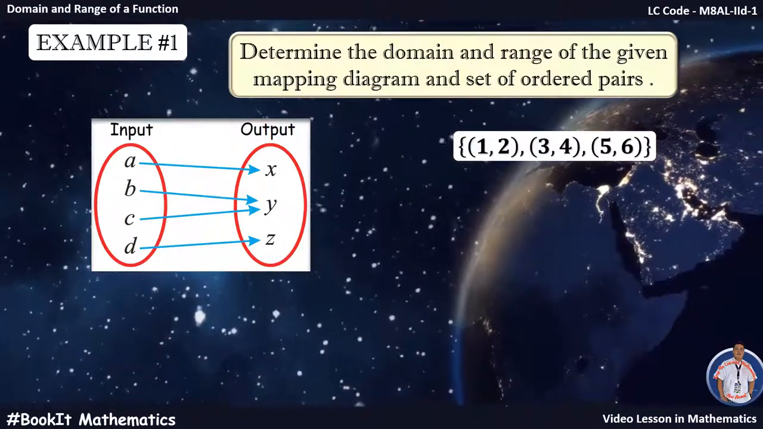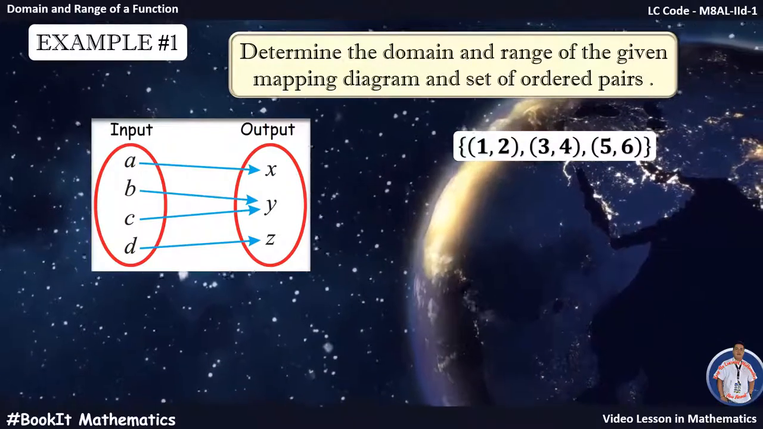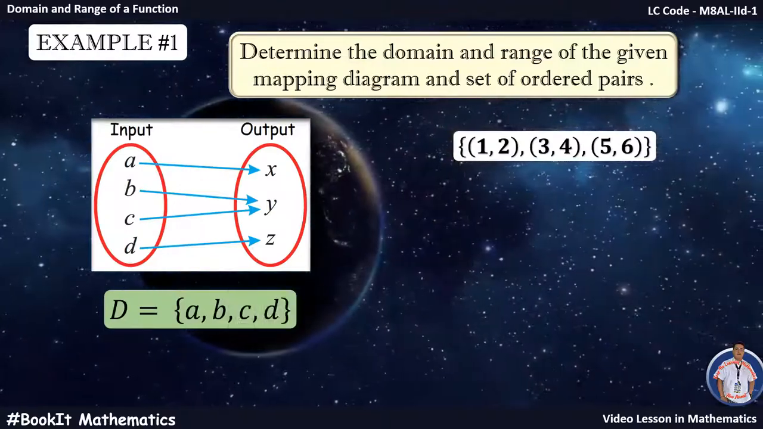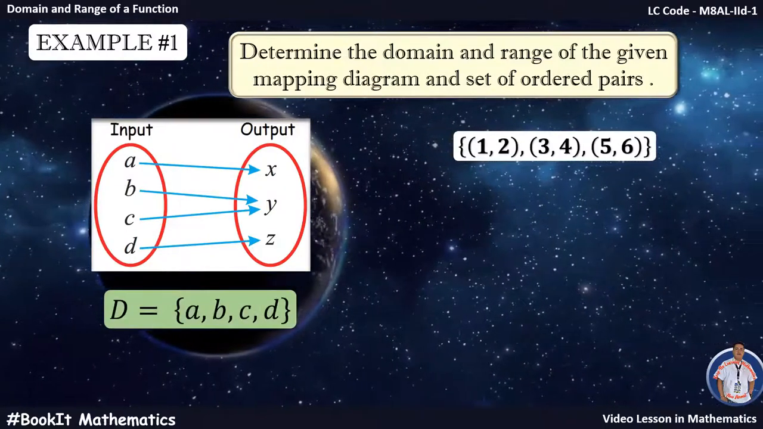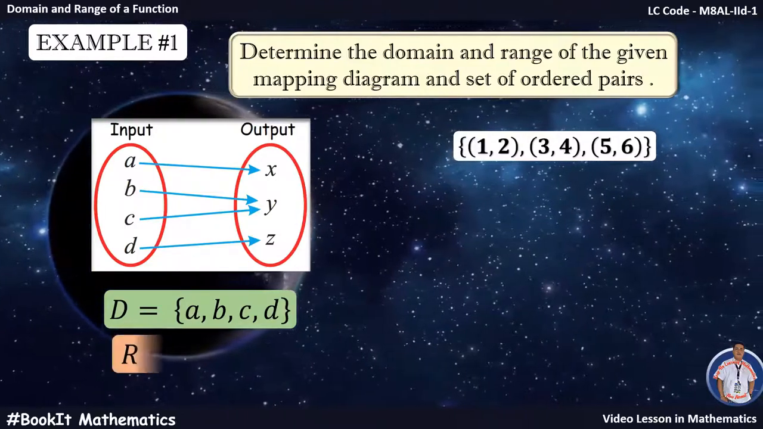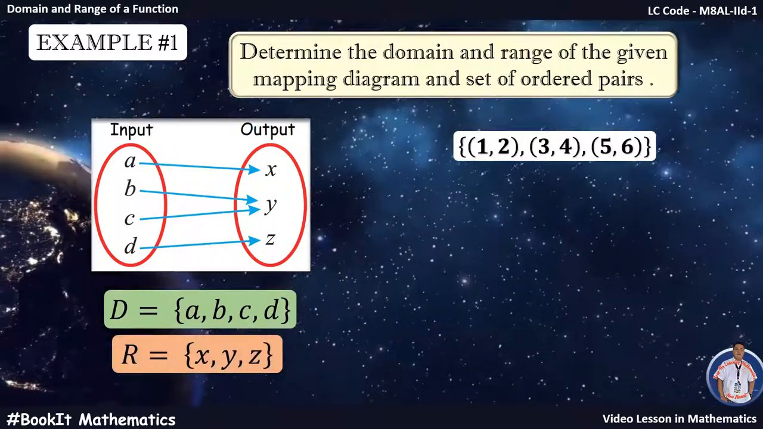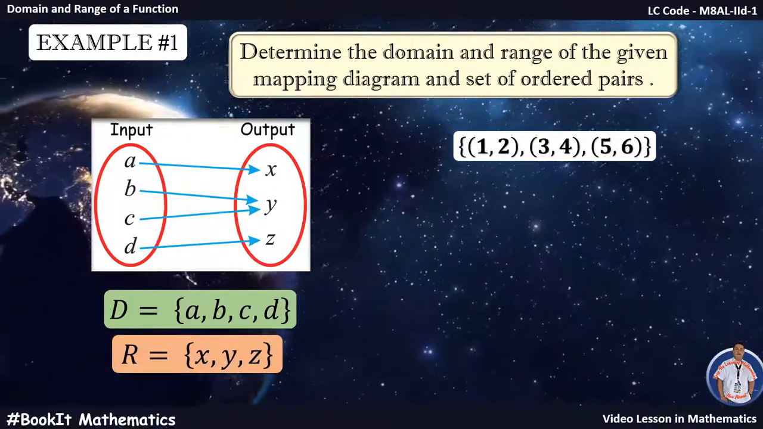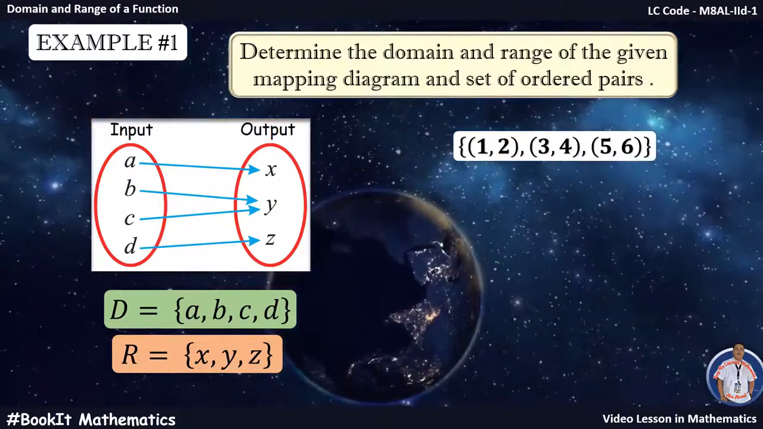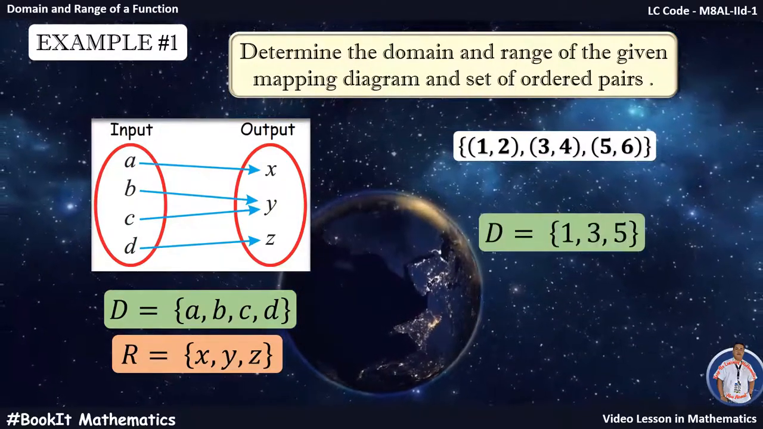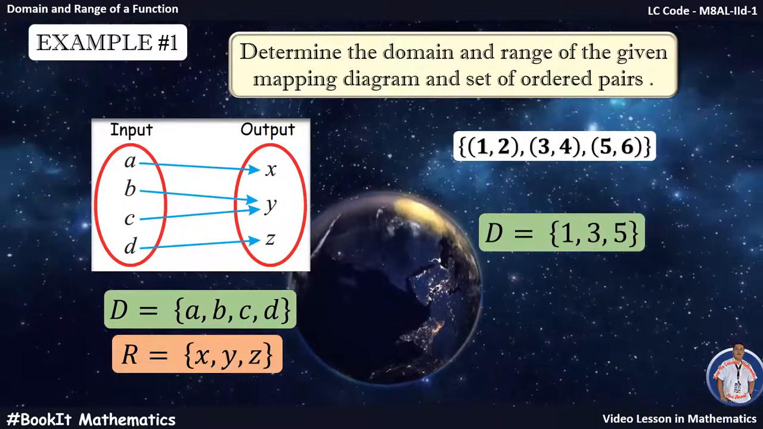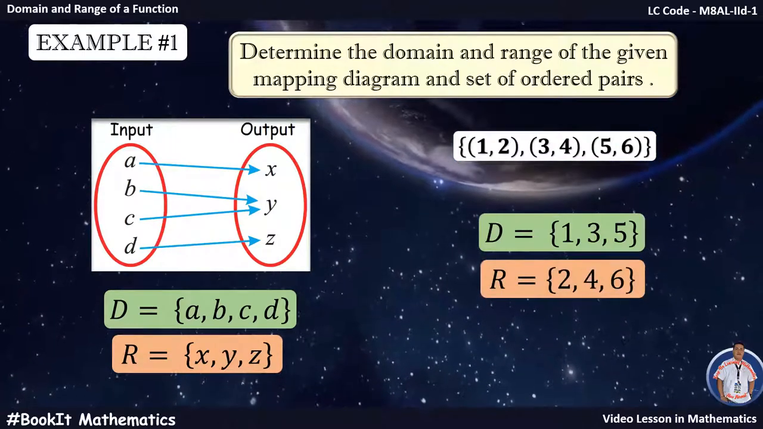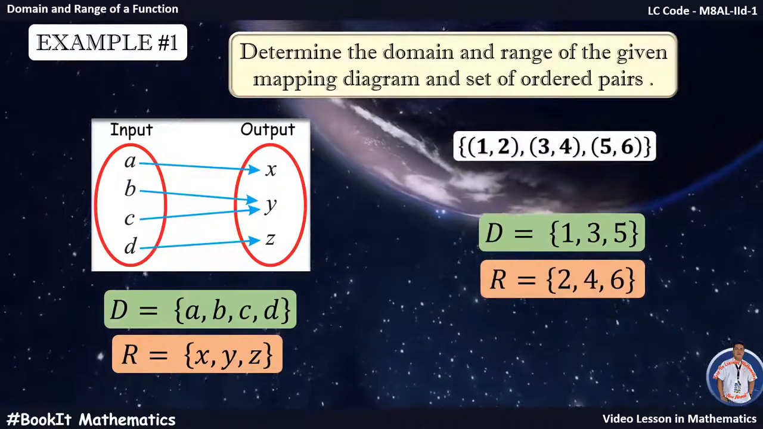Okay, let's try to compare our answers. For our mapping diagram, the set of values for our domain are A, B, C, and D. And for the set of values for our range, X, Y, and Z. Now, for the set of ordered pairs, the set of values for our domain are 1, 3, and 5. And for our range, we have 2, 4, and 6. I know we get the same answer. So let's try another example.